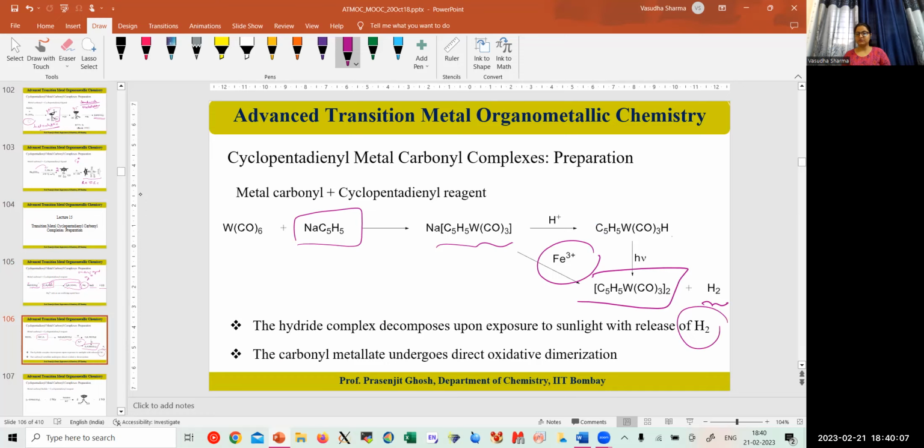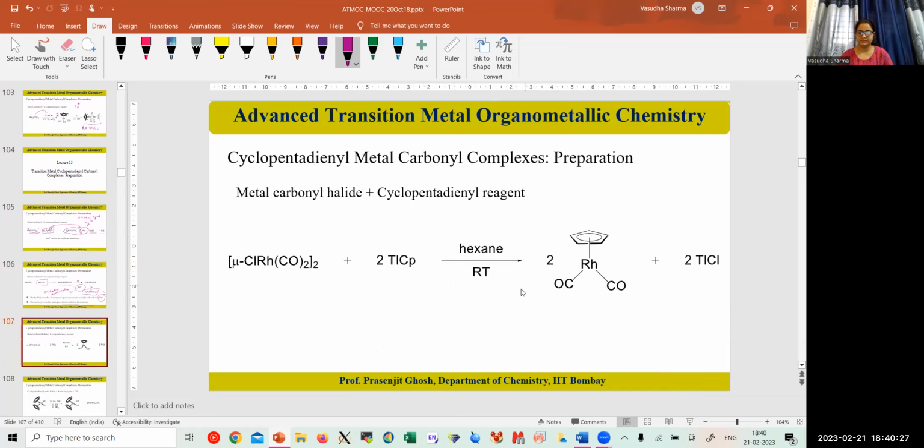So this is called oxidative dimerization, where in the presence of an oxidizing agent, that iron(III), which has a tendency to get reduced easily, will form a dimer. Followed by this reaction, where the carbon chloride is being taken by this halide and Cp rings come into the picture.